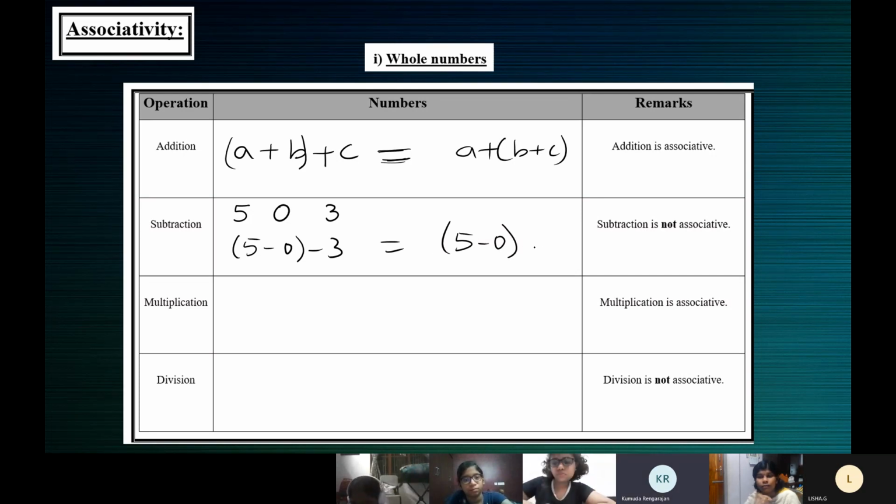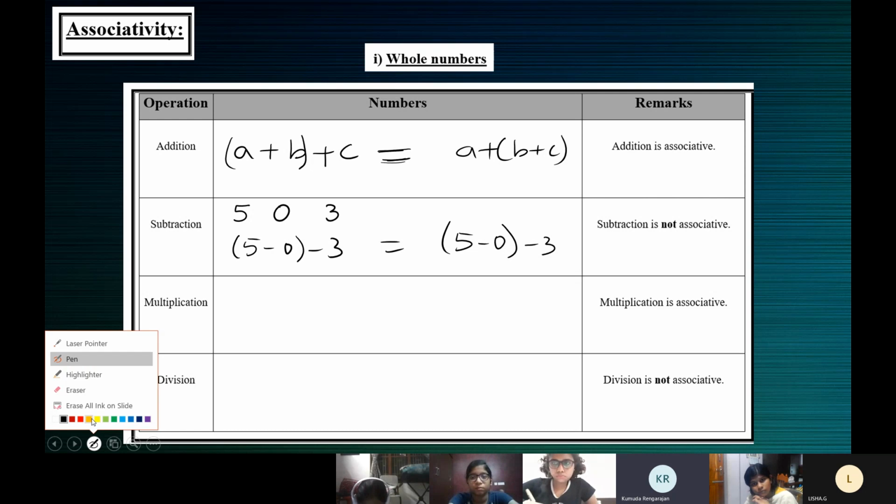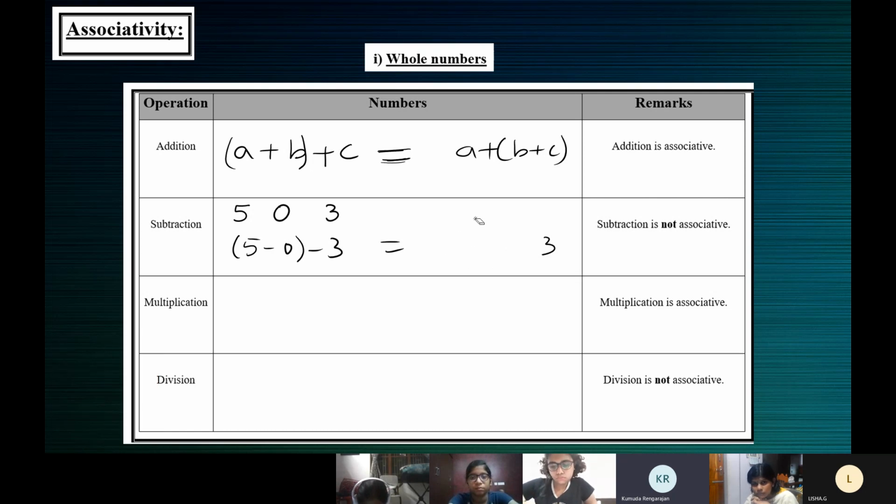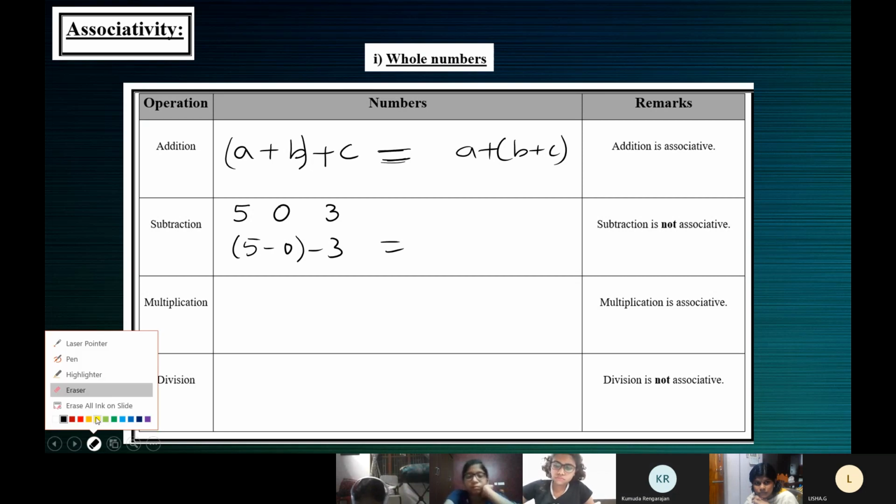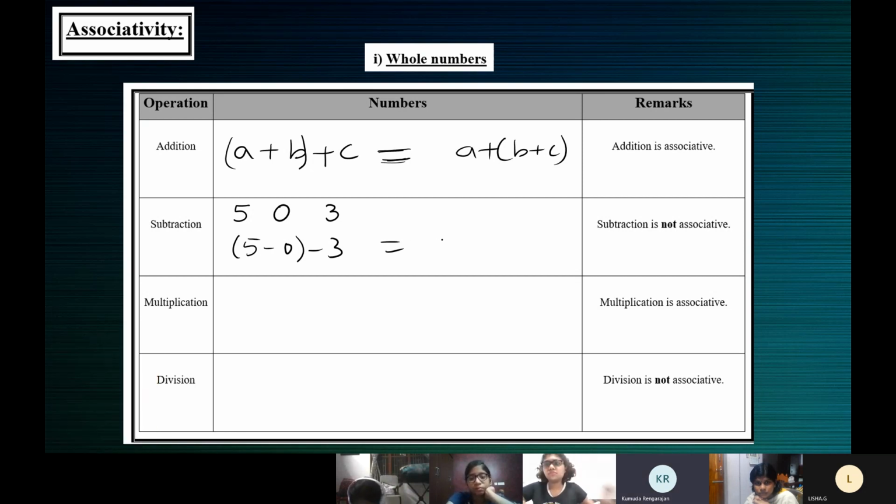Is it always the same? Oh, I wrote the same thing. Sorry. I wrote the same thing. I'm sorry. And then change the bracket.